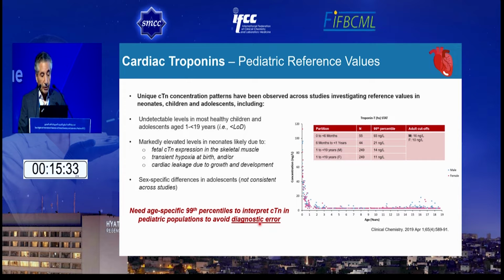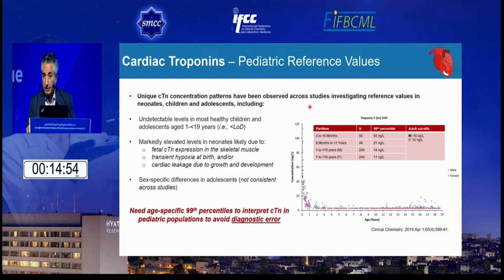Years ago, we started looking at reference values for cardiac troponin in children. This is a paper we published in Clinical Chemistry a few years ago, where we used cardiac troponin I in this case. This is actually T. We have done the same study with cardiac troponin I, also published in Clinical Chemistry, where we found that unique cardiac troponin concentrations were observed when looking at children and neonates.